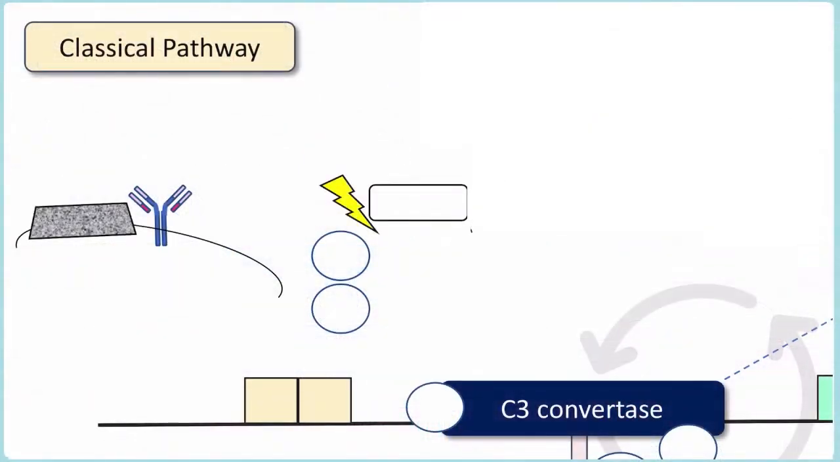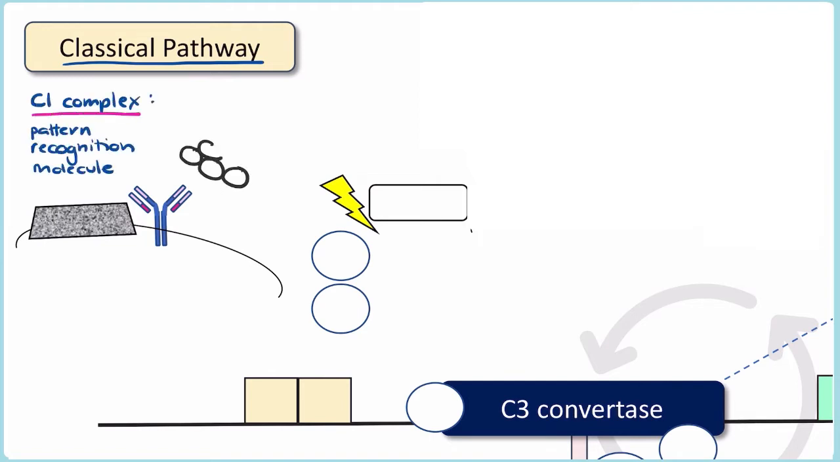So let's start by unpacking the classical pathway. This is triggered by immune complexes, but it also interacts with dead cells and acute phase proteins. To understand this pathway, we must first be introduced to the C1 complex.